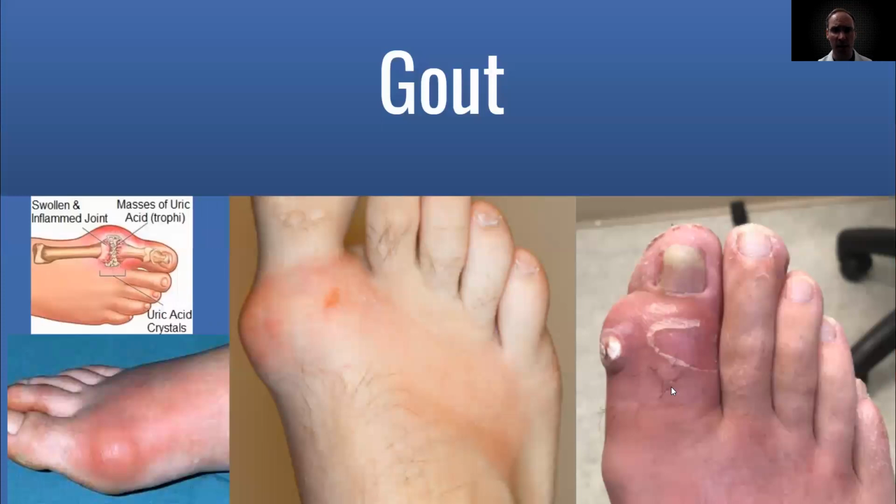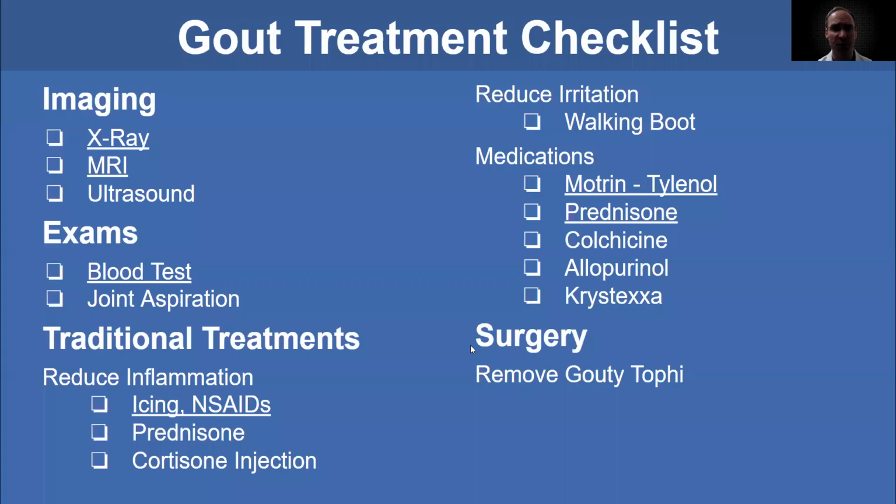Gout. A lot of people refer to us for chronic gout that's not getting better. Here's an example, just a schematic of some gouty crystals. Here's gouty crystals coming out of a patient's toe, and here are just the red hot swollen joint. That's what you're going to see, a red hot swollen joint that's really, really painful for patients. And how do you treat it? Well, you can start with an x-ray.